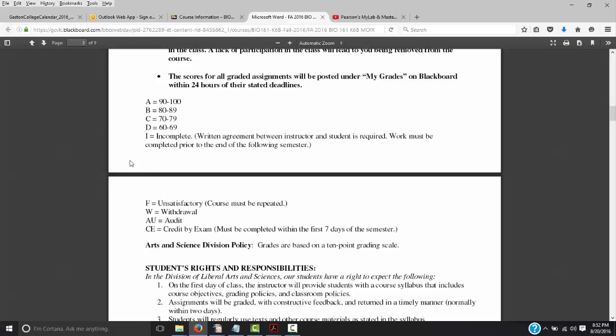Alright, here's the Arts and Science grading policy. Every course in the Arts and Science division, not just mine, but every course, is based on a 10-point grading scale. So 90% to 100% would be an A, 80 to 89 is a B, 70 to 79 is a C, and so on. Here's some other examples of grades that you could get: I for incomplete, of course F for unsatisfactory or failing, withdrawing or audit.